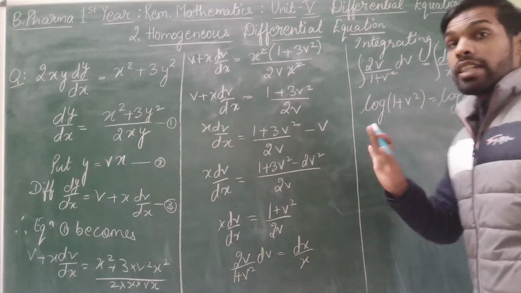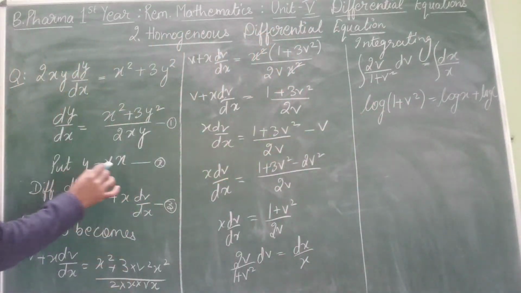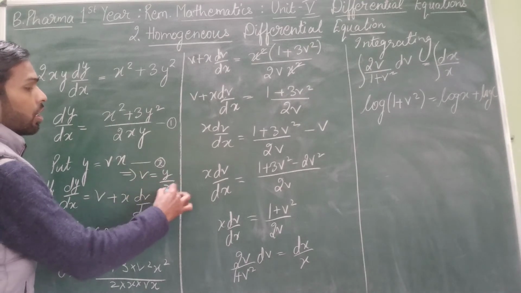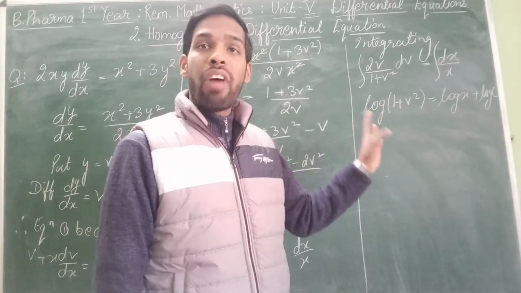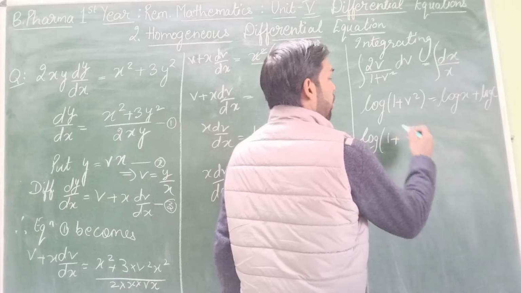Now after that, in the last, just put the value of v again. जो आप लोगों ने सिर्फ यहाँ पे y की वैल्यू पुट करी थी ना, अगर आप यहाँ से v की वैल्यू निकालें तो क्या हो जाएगी? y upon x. तो लास्ट में आप लोगों ने जो आंसर छोड़ना है, that the answer you have to leave in the form of y and x. So just put the value in log 1 plus v square.